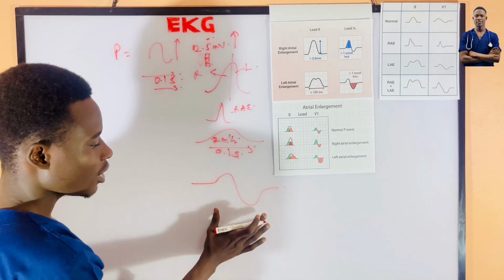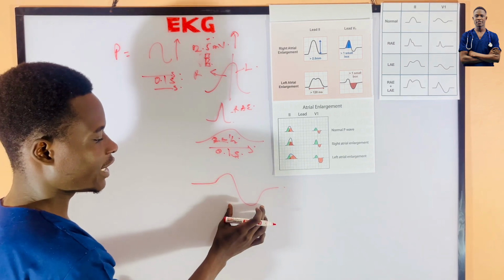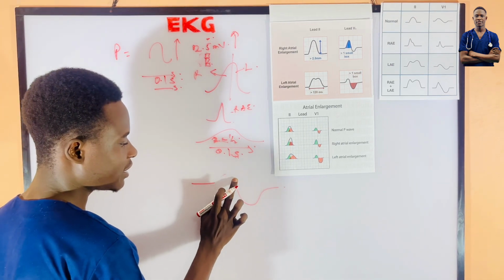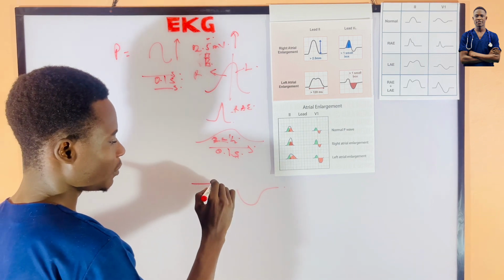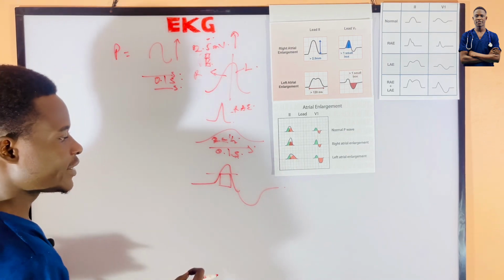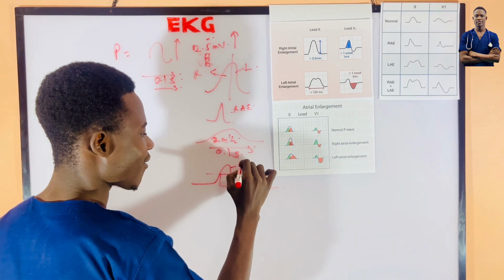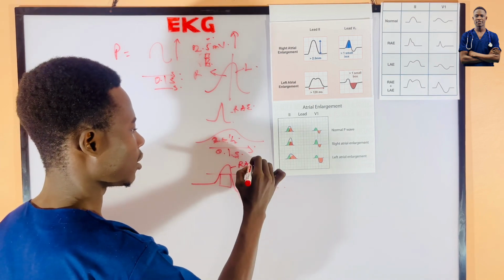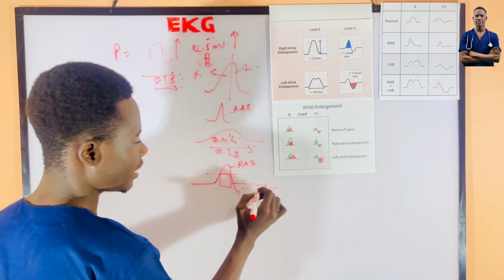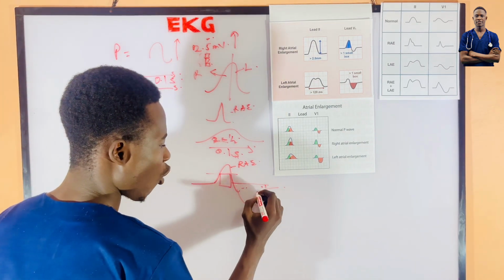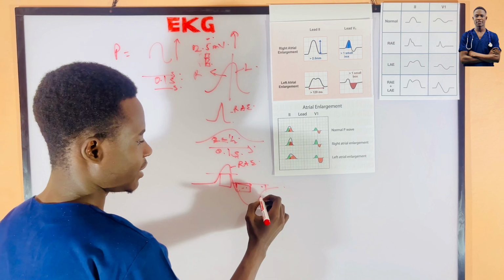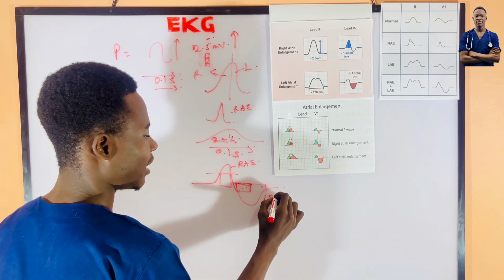This is it. When there's a biphasic, we have positive and negative reading of the P wave. Now, when the positive becomes more than one small box, we say we have a right atrial enlargement. And then when the weight of the negative becomes more than one small box, we say we have left atrial enlargement.